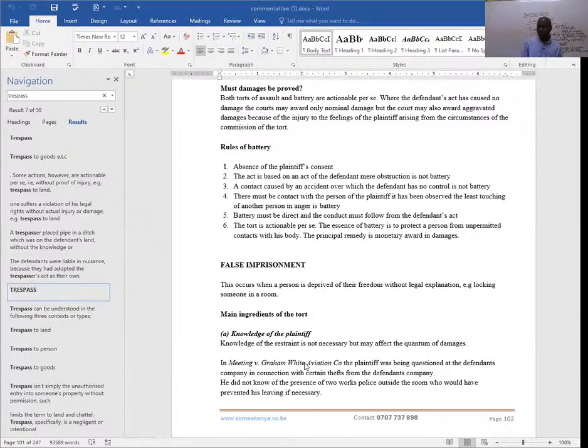So what are the main ingredients of this particular tort? Knowledge of the plaintiff that he is restrained is not necessary, but may affect the quantum of damages. The plaintiff doesn't have to prove that he had knowledge that his freedom of movement was being confined. Even without his knowledge, he can bring the action of false imprisonment. There's a case law trying to explain this. The plaintiff was being questioned at the defendant's company in connection with certain thefts from the company. He did not know of the presence of two police officers outside the room who would have prevented his leaving if necessary.